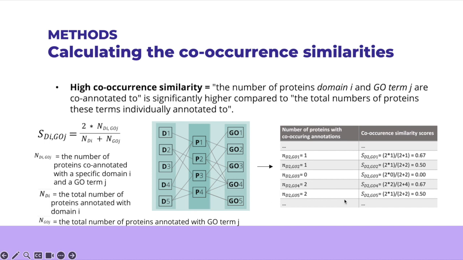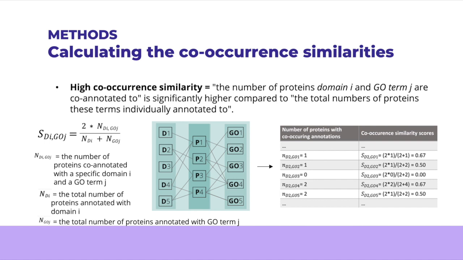Here we can see an example of the co-occurrence similarity calculation on a toy dataset. A higher co-occurrence similarity score indicated that the number of proteins co-annotated with domain I and GO term J was significantly higher compared to the total number of proteins annotated with these terms individually. This score served as a threshold to differentiate relevant domain-to-GO pairs from chance occurrences.